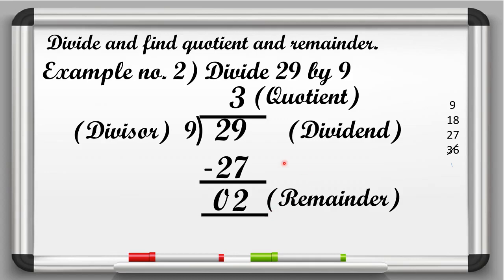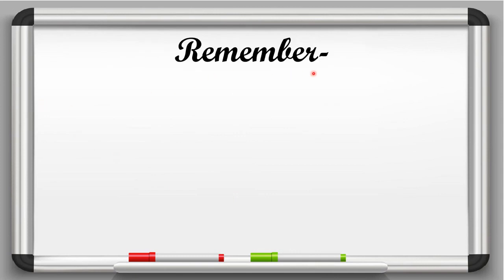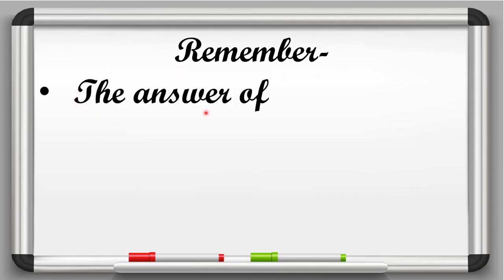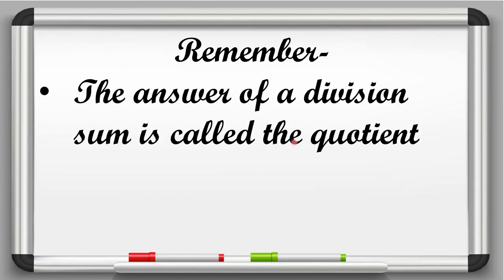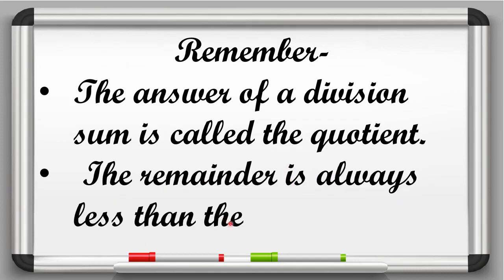So how can we write its answer? That Q is 3, okay, and R is 2, okay. Now remember, beta, the things that are to be remembered, what do we need to remember in this? The answer of a division sum is called the quotient. What do we call the answer of a division sum? We call it the quotient. And the remainder is always less than the divisor. The remainder that comes, beta, is always smaller than the divisor, okay, it is never bigger than the divisor. If your remainder is coming bigger than the divisor, it means your sum is what? Wrong. Understood?